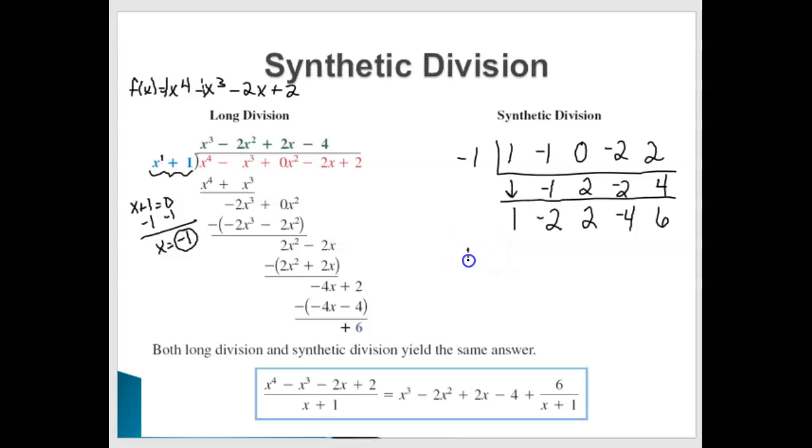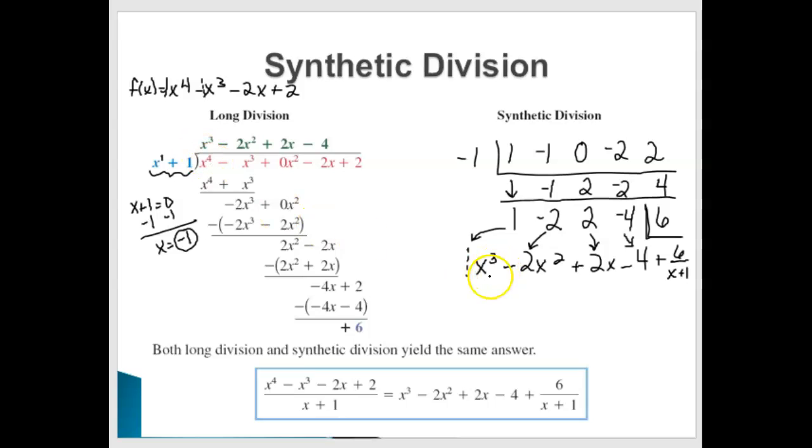So what this really represents is 1x to the third power minus 2x squared plus 2x minus 4. And then what my 6 represents, and I usually put another L around that 6, that represents my remainder. So that's going to be 6 over x plus 1. So when you take your remainder and put that over top of your divisor, that is the proper way to express that. So a couple of things I want to compare here.